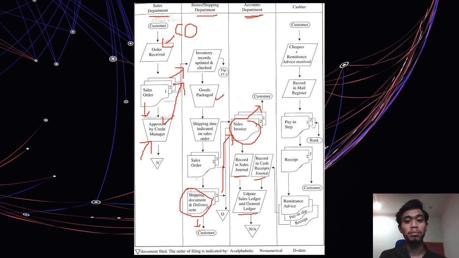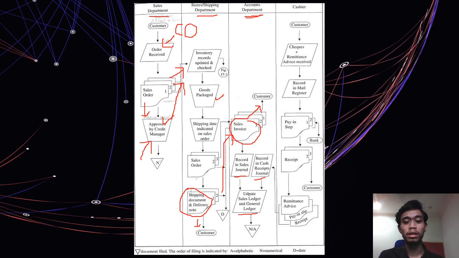Bila dah ada apa semua, dah prepare, so dia akan pack, okay, and dia akan ship barang tu to the customer. When dia dah ship tu, dia akan kena bagi apa? So the shipping department must issue a shipping document and delivery note to inform customer that the goods will be delivered and shipped. Okay. Bila dah issue shipping document and delivery note, dia akan proceed to the next transaction.